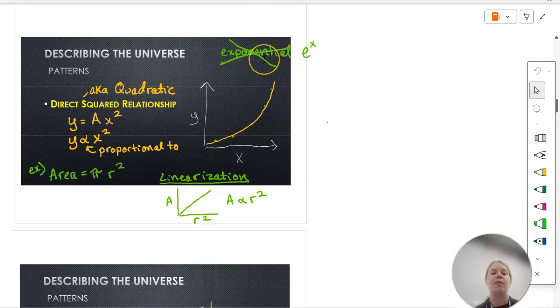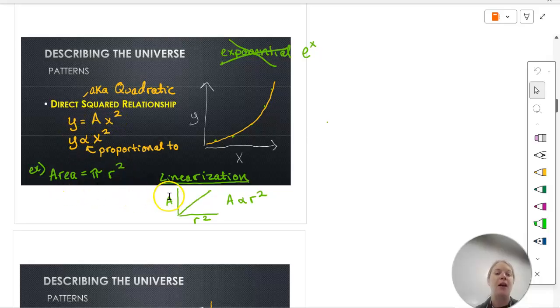which generally can be described with the word exponential. But in mathematical relationships, there actually is an exponential function. It's called e to the x, or it's defined as y equals e to the x. So this is a different function. This is what we'll call direct squared or quadratic.